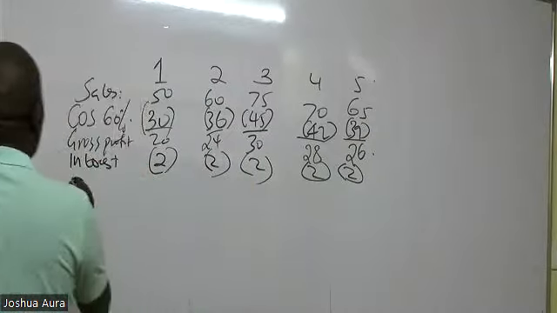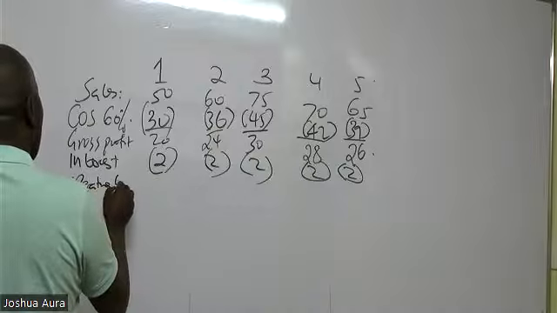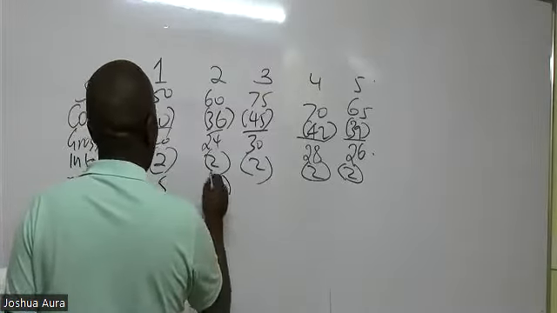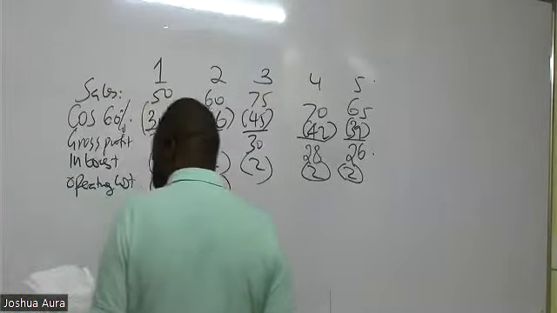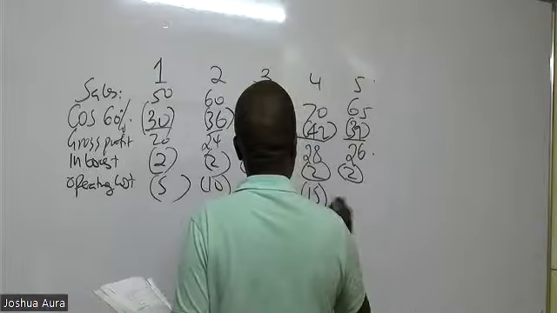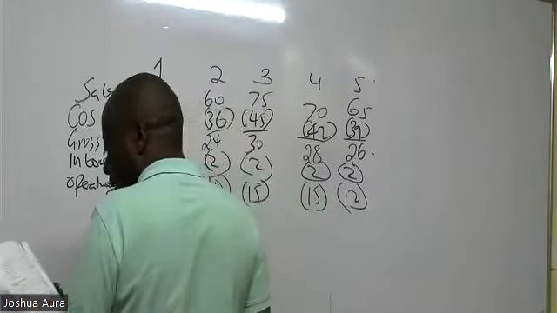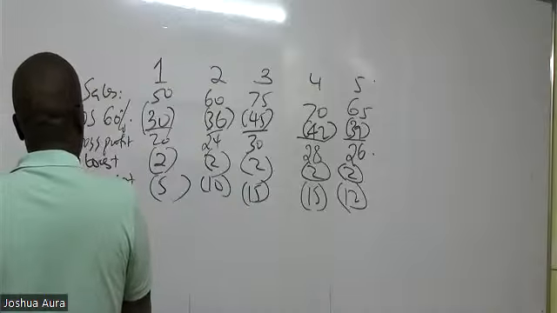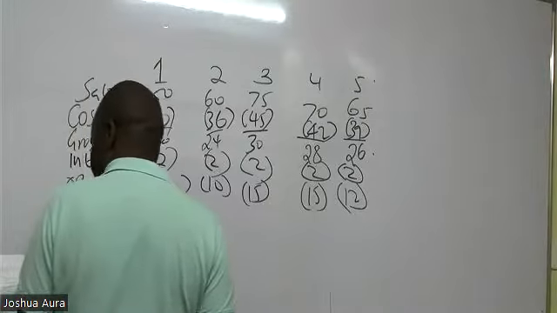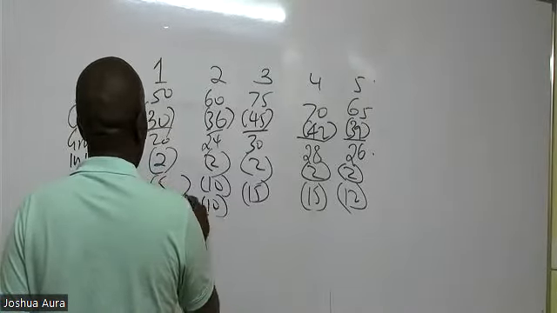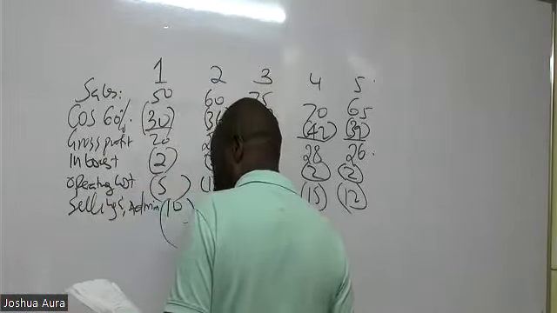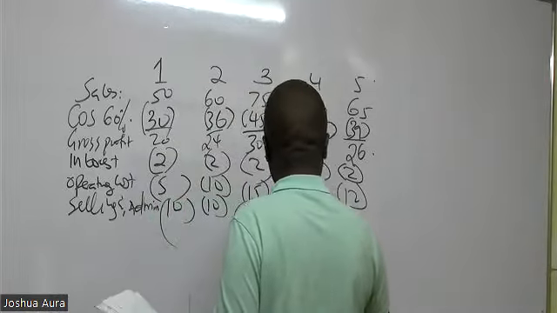And then now we have the other costs, like operating costs. For operating cost, we're given a figure over 5: 10, 15, 12. And then lastly, we have the selling and administration costs: 10, 10, 8, 9, and then we have 11.